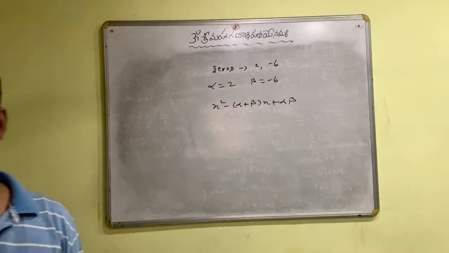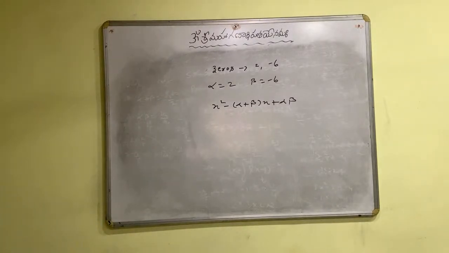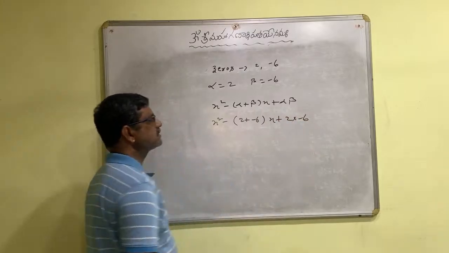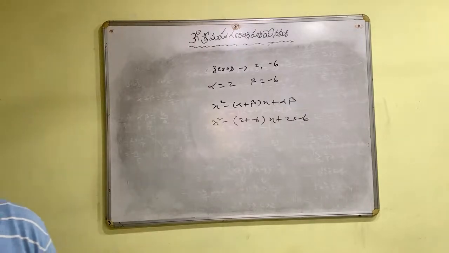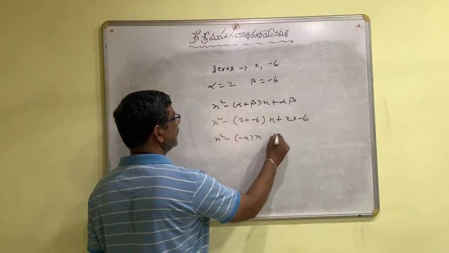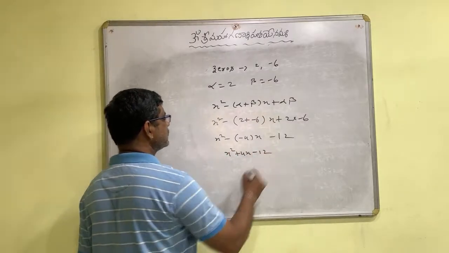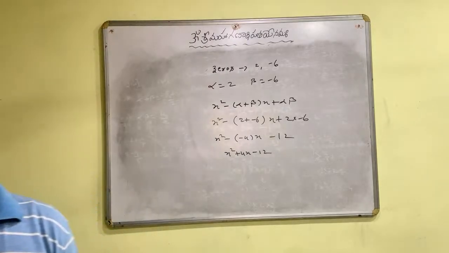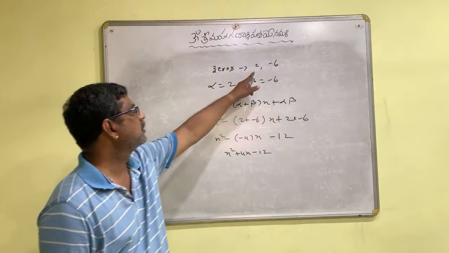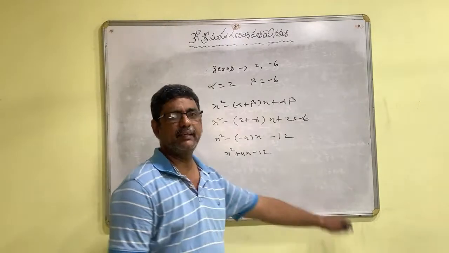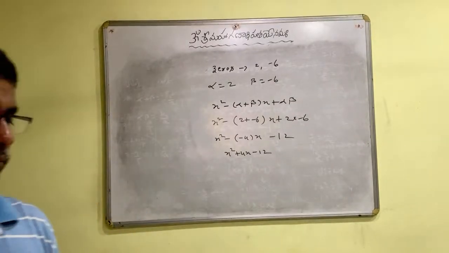Instead of alpha plus beta, alpha and beta are given separately. Alpha is 2, beta is negative 6. Substitute the values. X square minus 2 plus negative 6 into x plus 2 into negative 6. Now when you simplify this, minus of minus 4x, minus 12. So x square plus 4x minus 12. X square plus 4x minus 12 is the quadratic polynomial whose zeros are 2 and minus 6. And from this you can verify the relation between zeros and coefficients also. Okay?